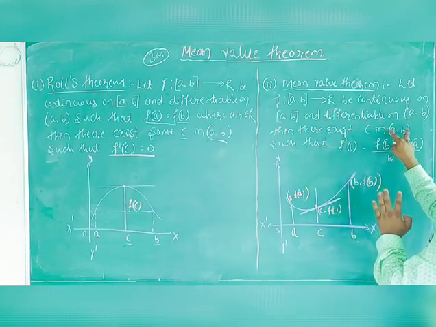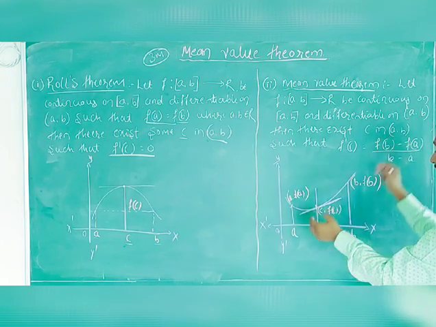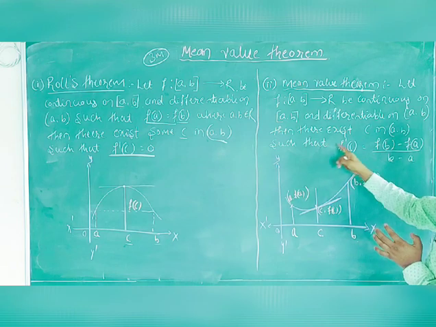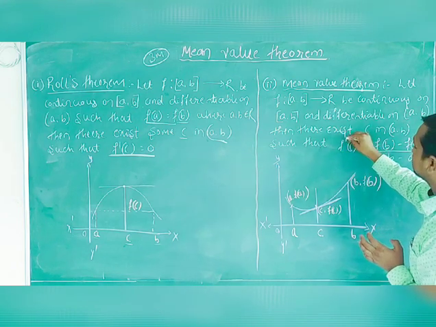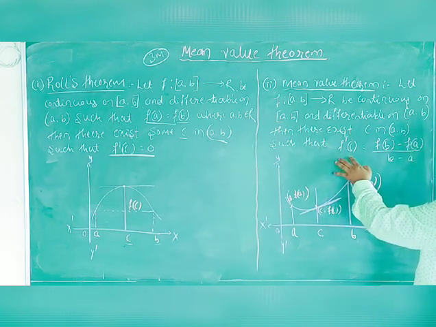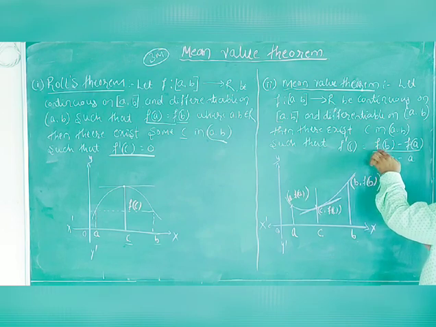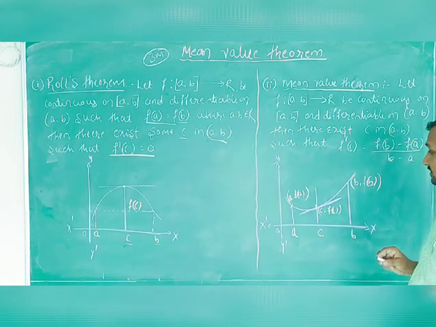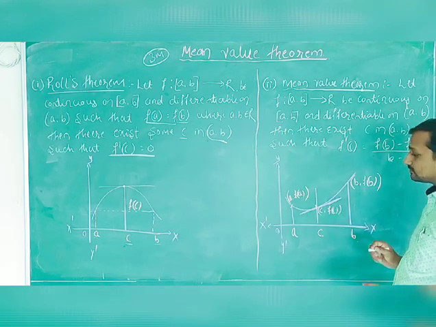Then there exists c in (a, b). Here also the point c lies in the open interval (a, b) such that f dash of c, this is the derivative, is equal to f of b minus f of a divided by b minus a. So here, see the graph.